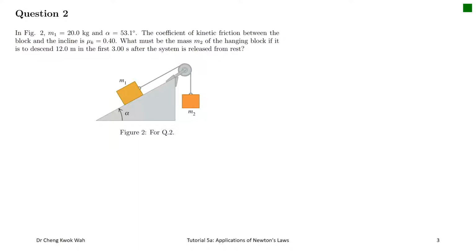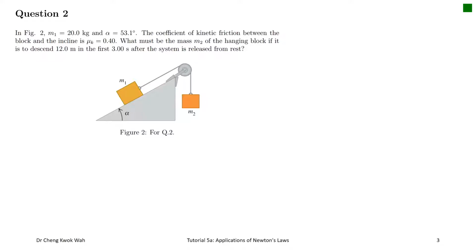In question 2, you have two blocks of mass, one lying on a ramp and the other hanging vertically from a certain pulley. They are connected by a light inextensible string over the pulley. You are given that mass 1 is 20 kilograms. The angle that the ramp makes with the horizontal is alpha equal to 53.1 degrees. The coefficient of kinetic friction is given as 0.4.